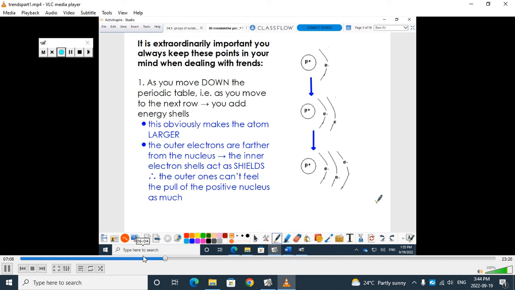So when you go down the periodic table, and when we go through each of the trends specifically, I'll always go up, down first because it's a little bit easier, I think, to visualize. Because you are used to drawing Bohr-Rutherford diagrams, you're used to thinking of the number of shells or that pattern in the periodic table. So as you go down to the next row or next period, you add energy shells or orbits or levels. This obviously makes the atom larger. You're getting more shells, making the atom larger.